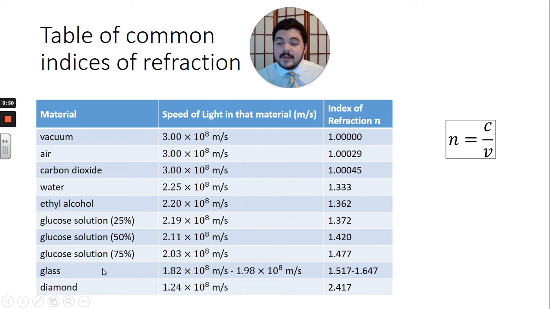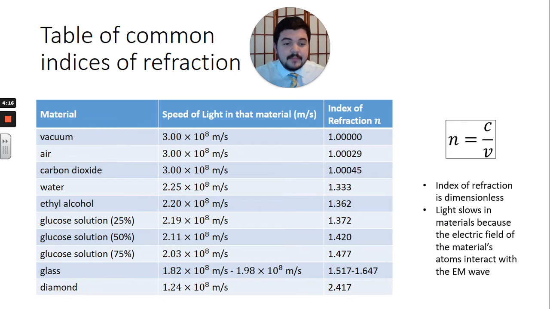And then for diamond, which has a very high index of refraction at 2.417, light moves very slowly through diamond at 1.24 times 10 to the 8 meters per second. Of course, slow relative to light, right? It is still over 100 million meters each second. I want to point out that the index of refraction is a dimensionless quantity. It's a ratio of 2 speeds, and so there is actually no unit or dimension to it.